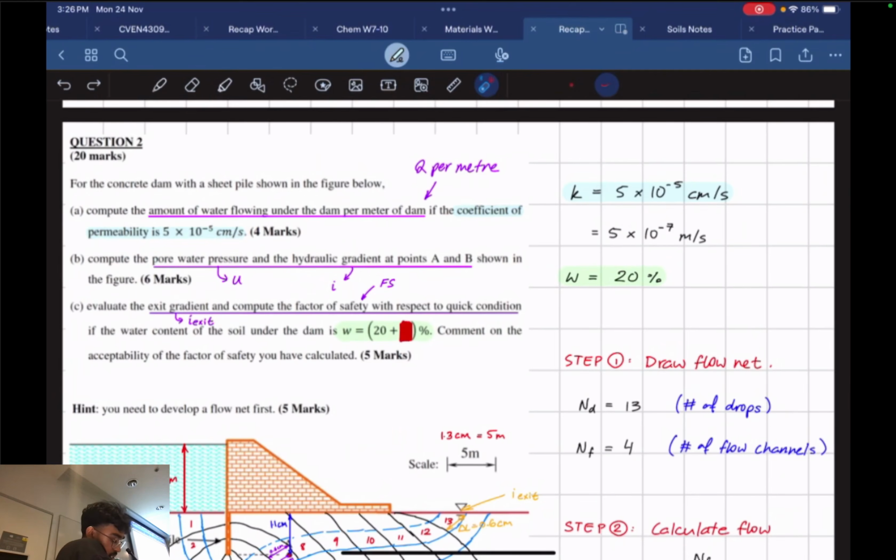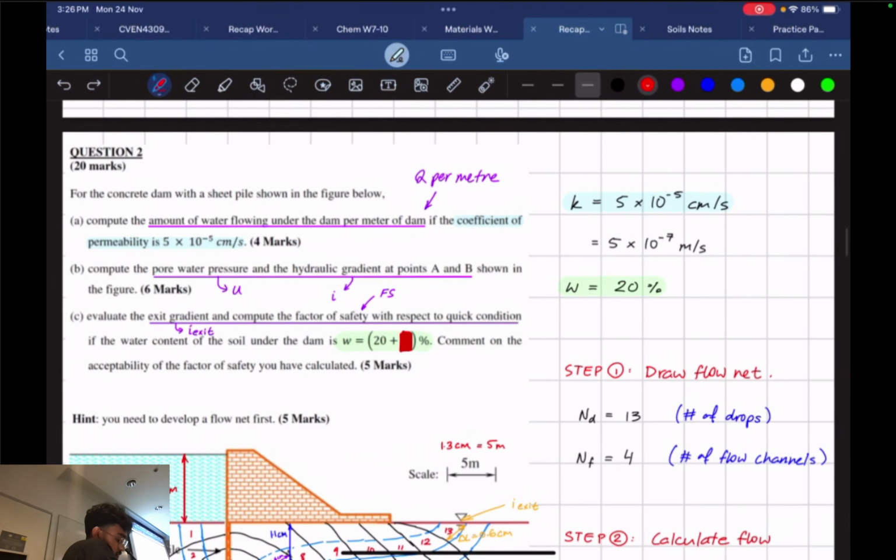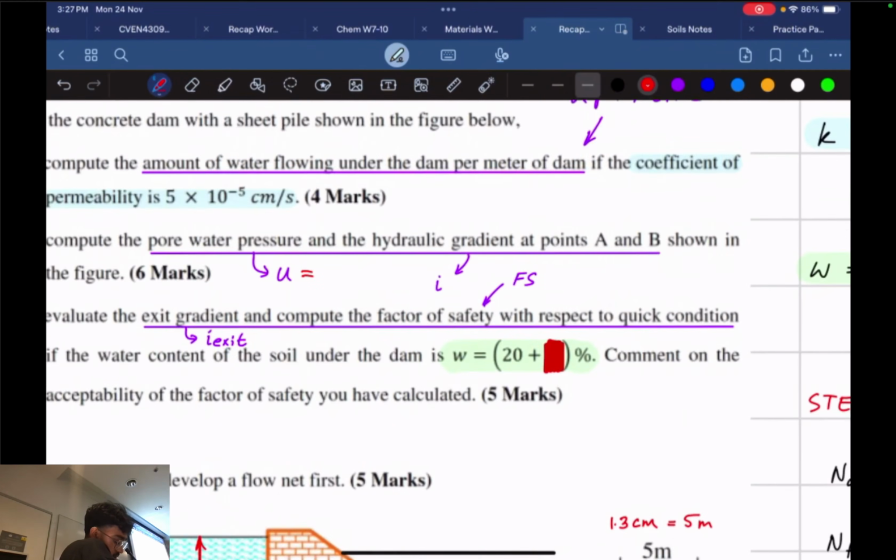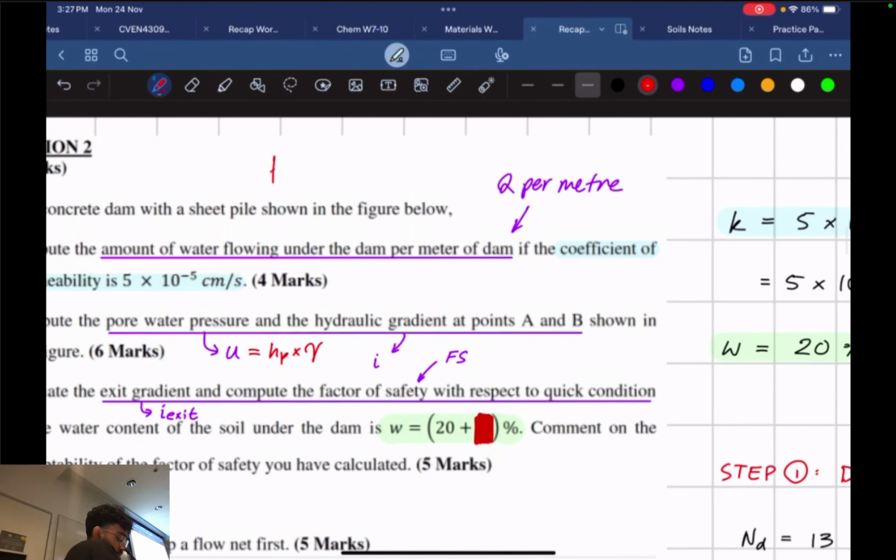Second question, compute the pore water pressure and the hydraulic gradient at points A and B. So pore water pressure, in the case of 2D seepage, pretty much in the case of anything really, the main formula you want to remember is that U is going to be equal to HP, your pressure head, multiplied by your unit weight. That's the formula that you're going to have to remember. Okay? Any questions? Nah. I'll show you guys how to find HP, but one thing you guys should already know, hopefully, is that H is going to be equal to HE plus HP.